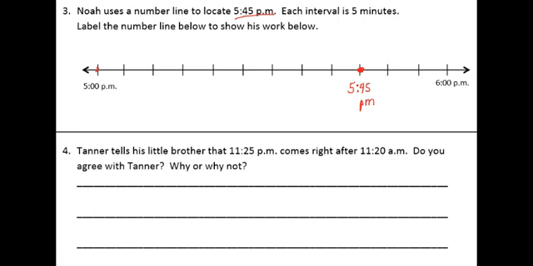The last question says, Tanner tells his little brother that 11:25 p.m. comes right after 11:20 a.m. Do you agree with Tanner? Why or why not? If we look at the times closely, 11:25 p.m. and 11:20 a.m., I would agree that 11:25 would come directly after 11:20, except for the fact that the first time is 11:25 p.m., the second time is 11:20 a.m. So since one is referring to night and one is referring to morning, no, I would not agree with Tanner. 11:25 will come much later than 11:20 a.m.